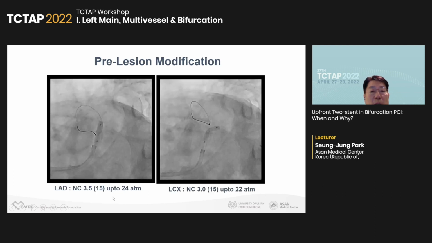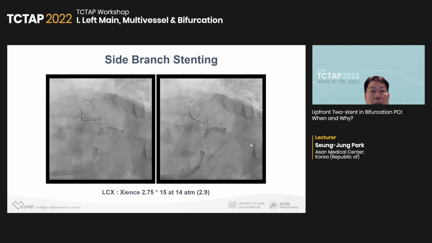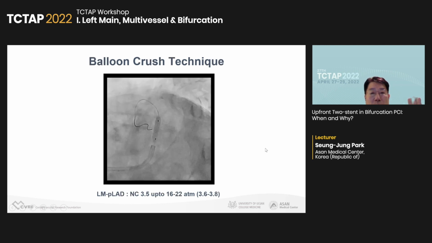So we do non-compliant balloon pre-dilation for LAD and circumflex, and then circumflex stent 2.75, and then we do the second stent, a kind of mini crush technique. So we prefer that one. And balloon crush, I think you re-wire with another wire after a balloon crush, that is the TK crush technique.